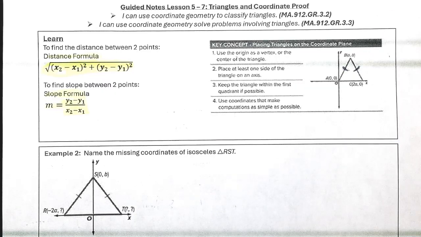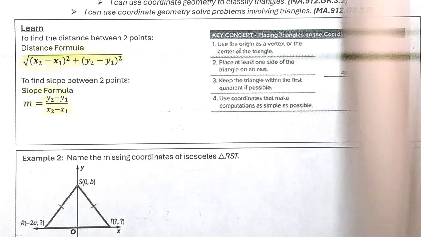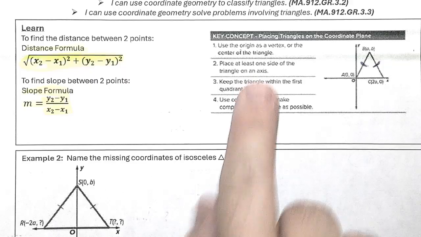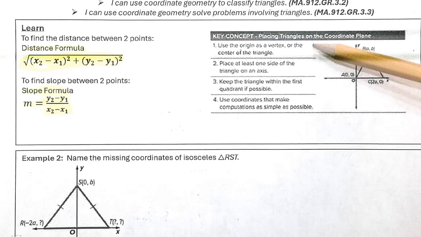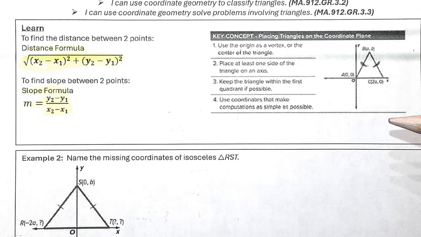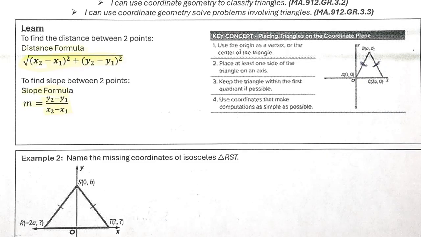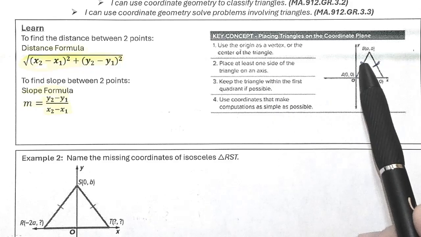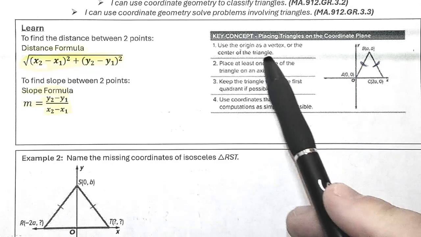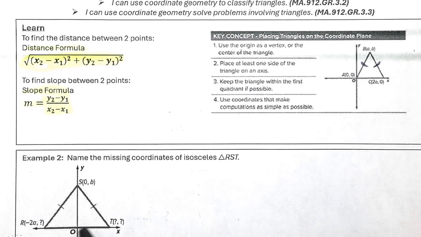Just gonna do a couple of things here. Let me scoot in a little bit. So over here, our key concept: placing triangles on the coordinate plane. So these are some rules if we're gonna go mark our own triangle on the coordinate plane. So number one, use the origin, as either a vertex, as they did here, or the center of the triangle, and that's what it looks like down here.